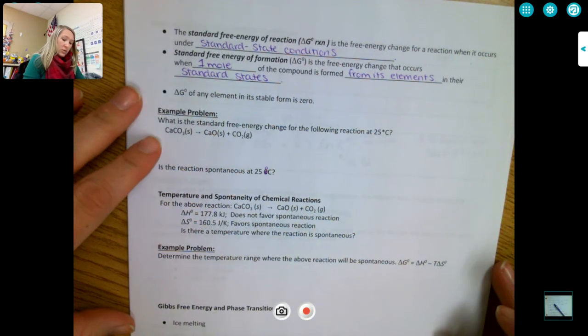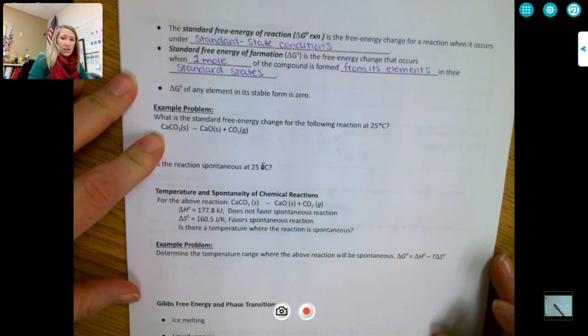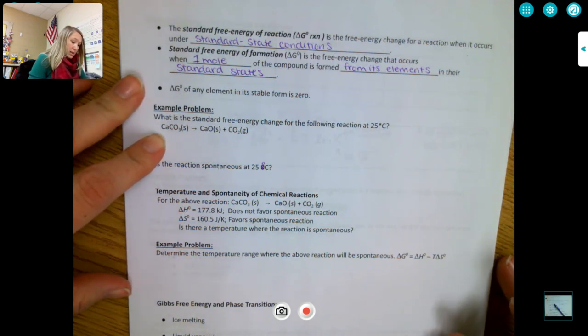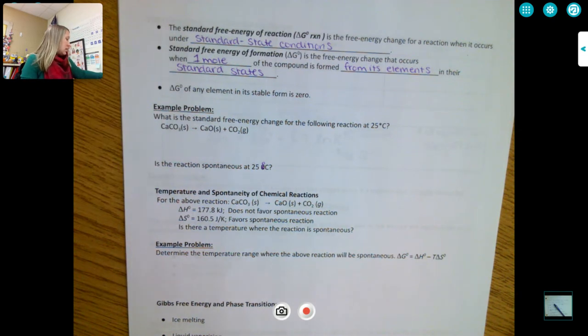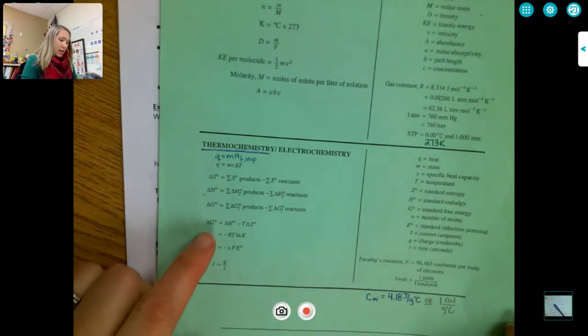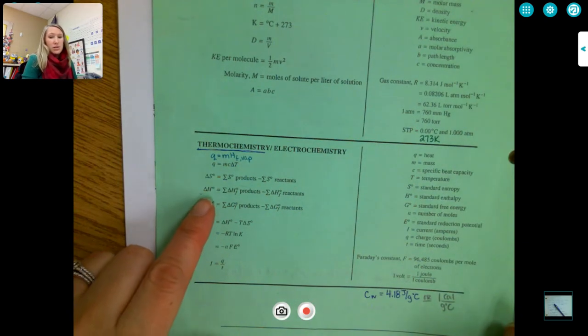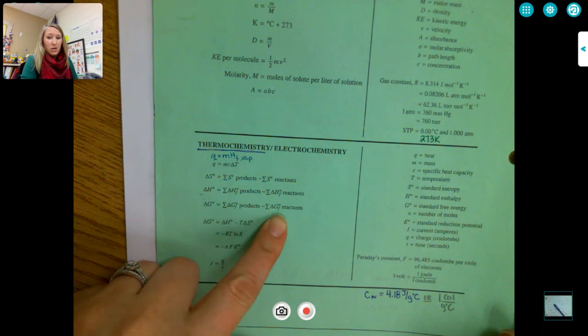So what is the standard free energy change for the following reaction at 25 degrees Celsius? So if I want the energy change at 25 degrees Celsius, let's take a look. That means I'm just looking at how it changes throughout my reaction. And we'll note that this is just like our standard entropy change and standard enthalpy change: standard free energy change is products minus reactants, the sum of them.